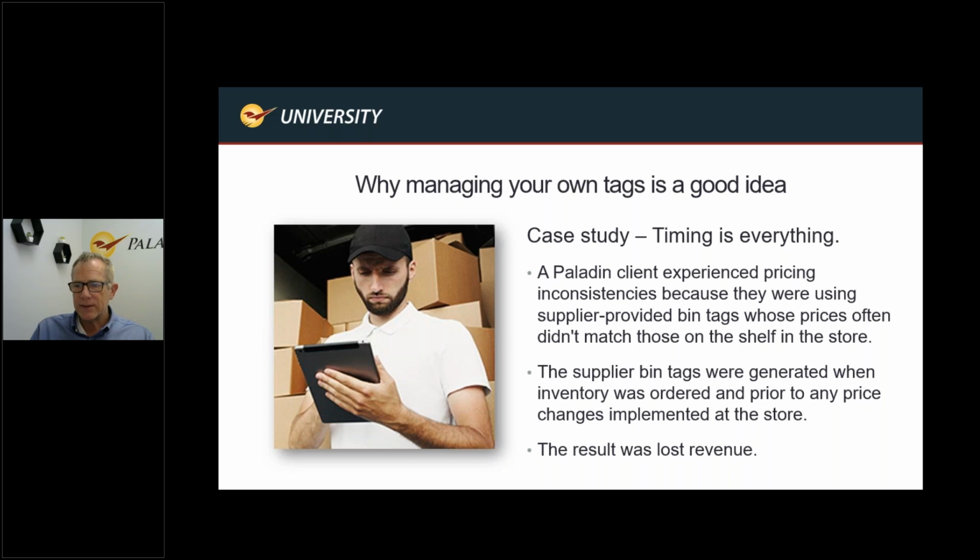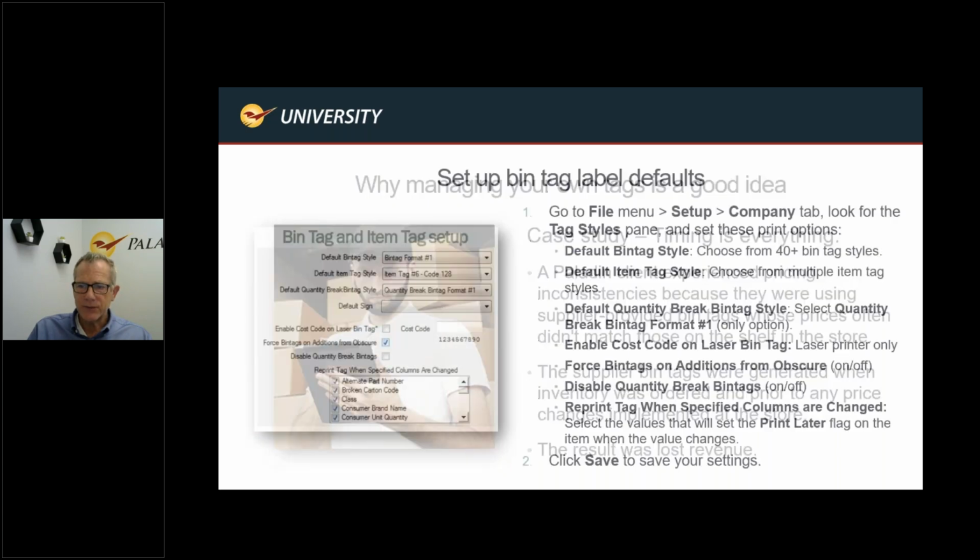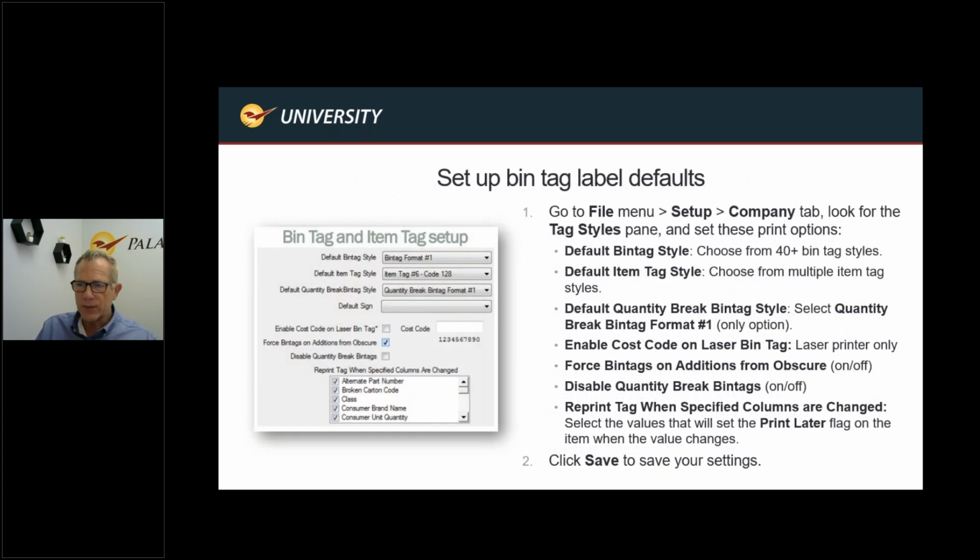This is just one example: they experience price inconsistencies between the tags and the actual prices in Paladin, and that resulted in lost revenue. When they generate those tags is when you're purchasing those items. Prices can change between the time that you order and the time the truck comes in, and if that happens, the tags could be off. So it's just another benefit of printing the labels in-house versus using external resources.